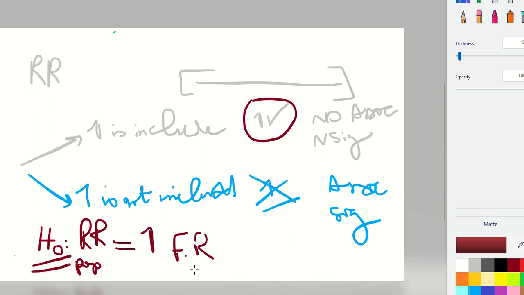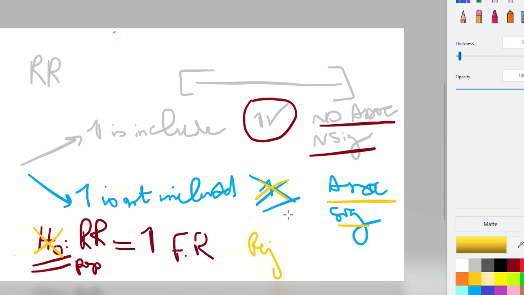You fail to reject that, and you declare there is no association, no statistical significance, and that the results you obtained are due to chance only. However, in the event where your confidence interval does not include 1, and therefore the value 1 is rejected, in this scenario you will reject the null hypothesis, and you declare that there is statistical significance and there is an association.